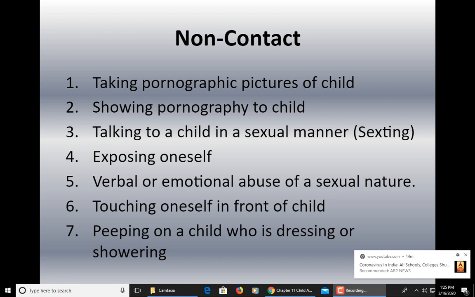Talking to a child in a sexual manner, or using your smartphone, sexting. Exposing yourself. Masturbating in front of the child. Peeping on children while they're dressing or showering. I've even had cases where people have put holes in the bathroom walls to watch the children urinate. So there's a lot of sexual abuse that occurs with non-contact as well as contact.